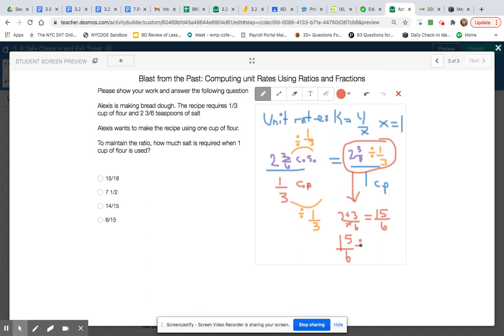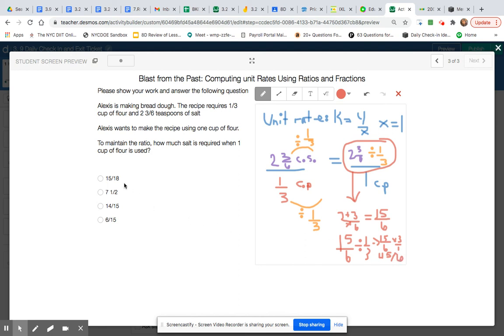divided by 1/3. So remember, anytime you're dividing fractions, you keep the first fraction. So I'm keeping the 15 over 6, and I'm multiplying by the reciprocal. So I'm multiplying by 3/1, right? And 15 times 3 gives me 45. And then 6 times 1 gives me 6.